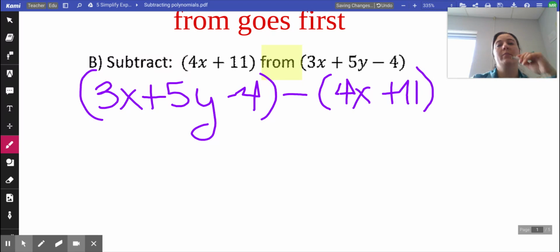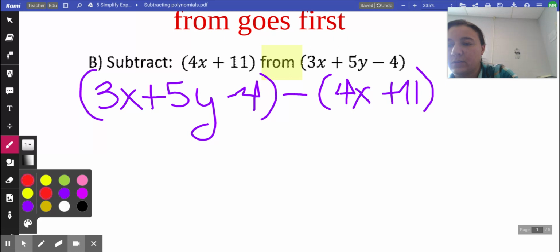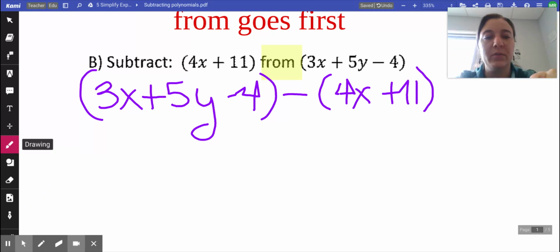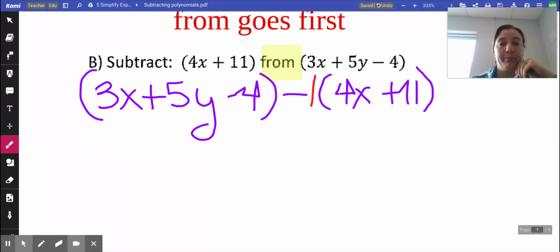Now, remember, there is a number in front of that 4x plus 11 group, and that number is invisible. And there's one number that has invisibility powers, and it's 1. So I'm still going to do PEMDAS. PEMDAS says parentheses first, except inside the parentheses, I have unlike terms. I can't add 3x with 5y or negative 4. I can't add the 4x with an 11. They don't have the same letters with the same exponents. They're unlike. So we move on to the next thing after parentheses, which is the distributive property.